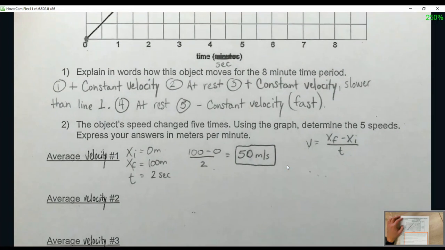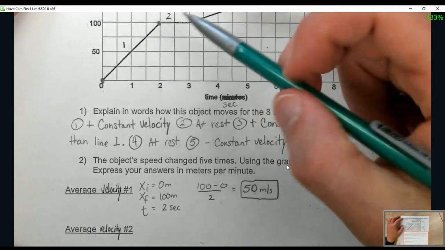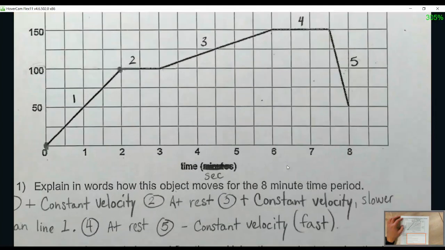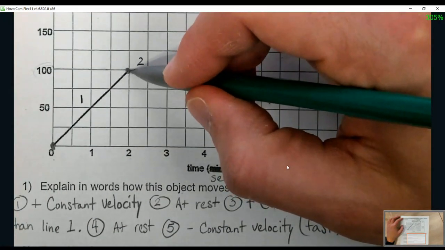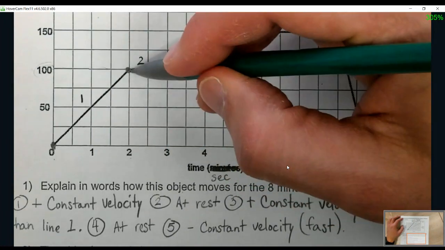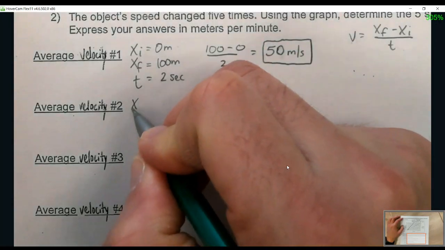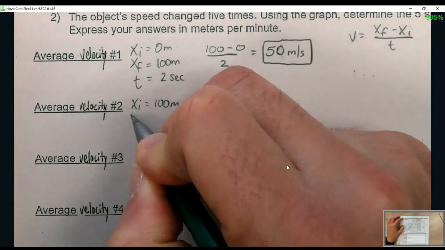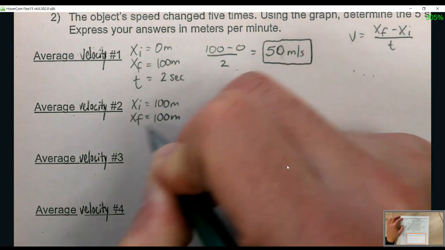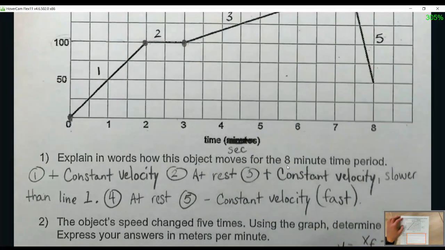All right. Now for velocity of 2. At the start of line segment 2, you're right here. At the end of line segment 2, you're also right here. So your xi is 100, where you are to start, and where you are at the end of line 2, we go across, we're still at 100. So both xi and xf are 100. And how long were you moving? 1 second. You go from 2 seconds to 3 seconds. So 3 minus 2 is just 1 second.